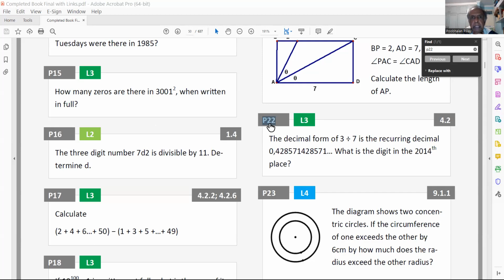The next problem we want to tackle is problem number 22, and you can see it here. It reads: the decimal form of 3/7. In other words, if you write the fraction 3/7 as a decimal, then you get this number here, 0.428571, and so on. The question is, what is the digit in the 2014th place?